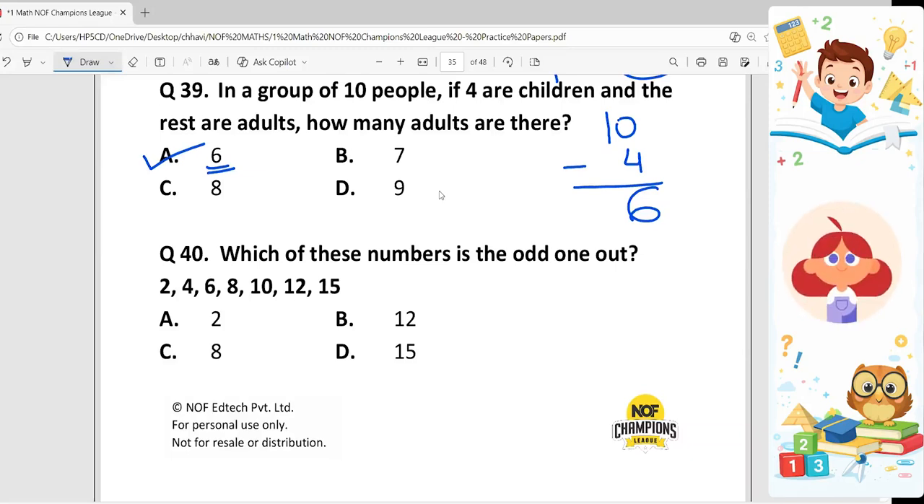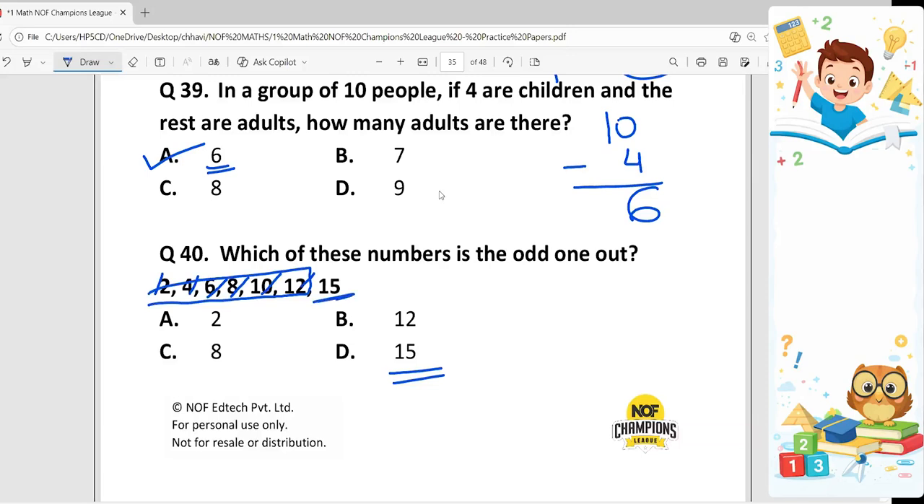Now, odd one out we have to find out. Okay. So from among these 4 options, the correct answer to this is 15. Because see this 2, 4, 6, 8, 10, 12, these are all multiples of 2. But 15 is not the multiple of 2. That's why option D is odd one out.